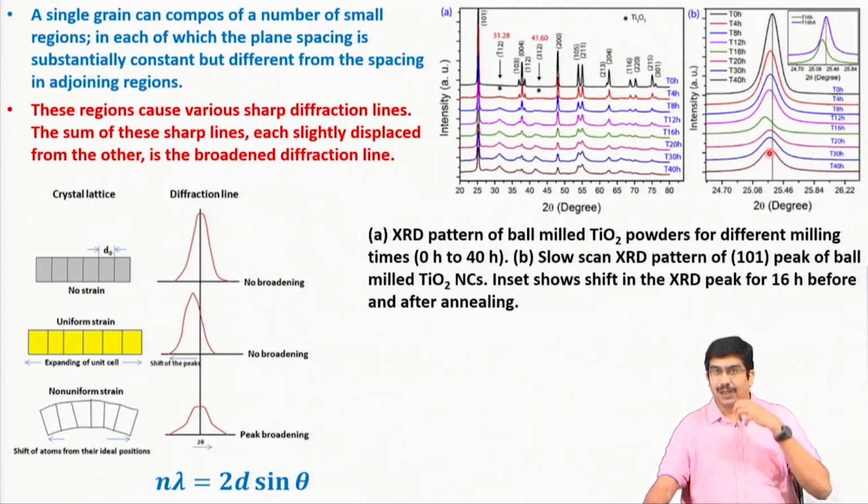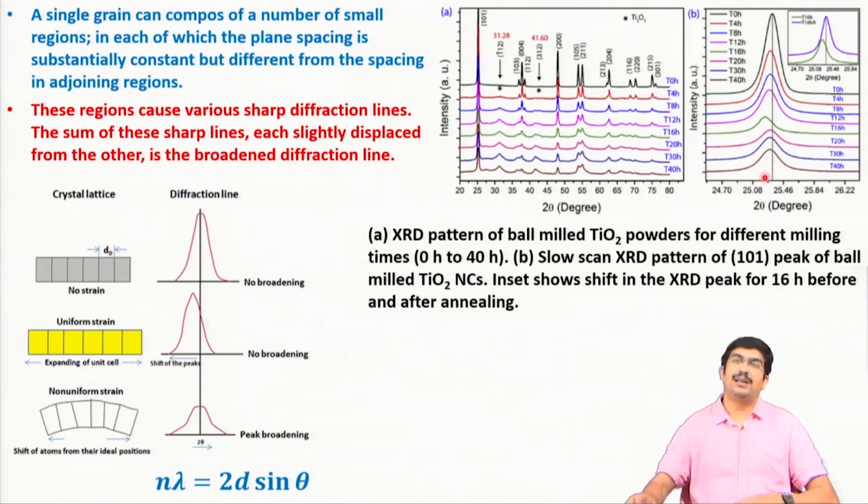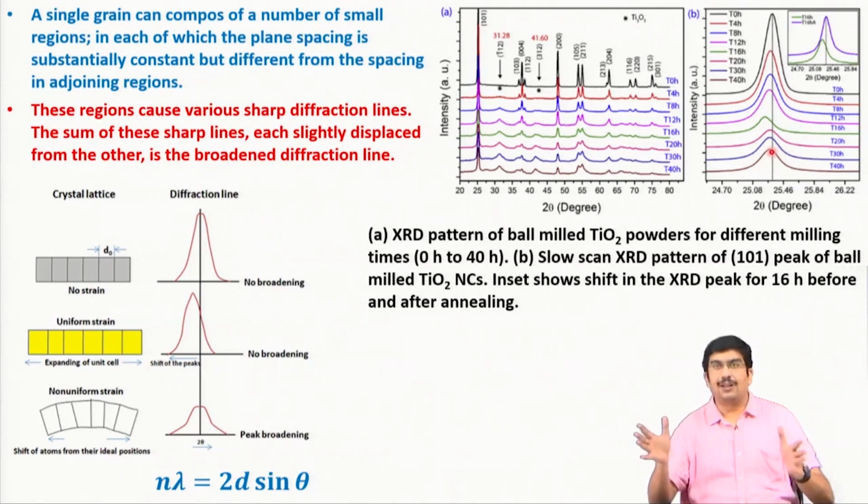When we continue this milling operation for more and more time, we generate much more micro stresses as well. Because of that, now the peak intensity is decreased, and the peak is also getting broadened. So, more than shifting of the peak, this is now showing more broadening. That is why we can say that micro stresses are more prevalent when we go for a longer milling time.